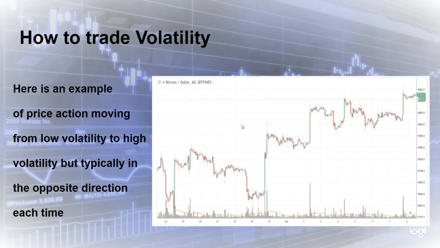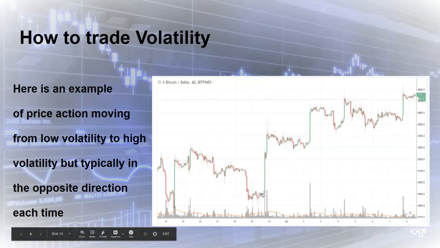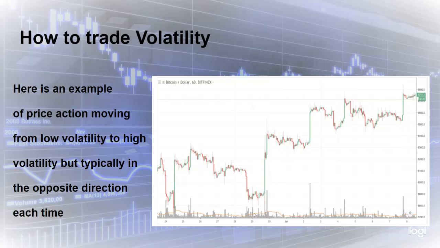So here's an example of price action moving from low volatility to high volatility, but not typically in the same direction, actually in the opposite direction. So these are the sort of Bitcoin bar patterns that we talk about. So we can take this one for example first. We get the move down, high volatility move down, we then get a consolidation, and then we get a big move up, so in the opposite direction to that initial move down.